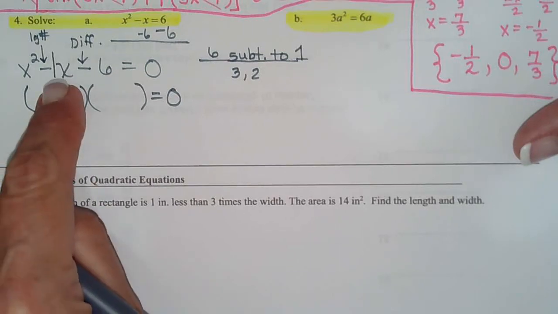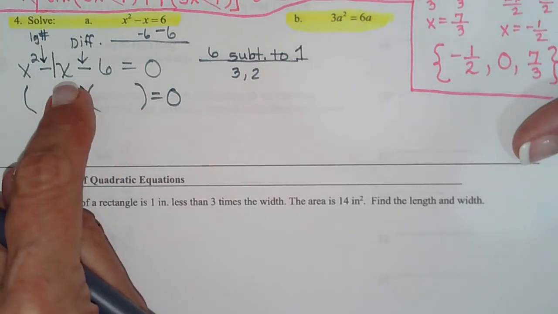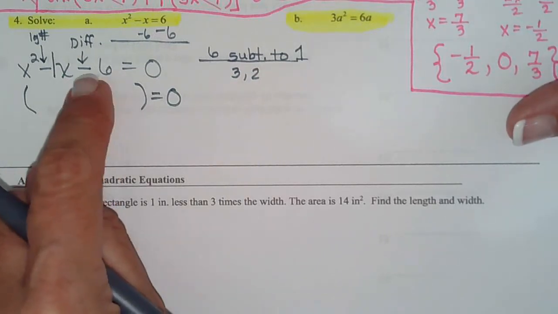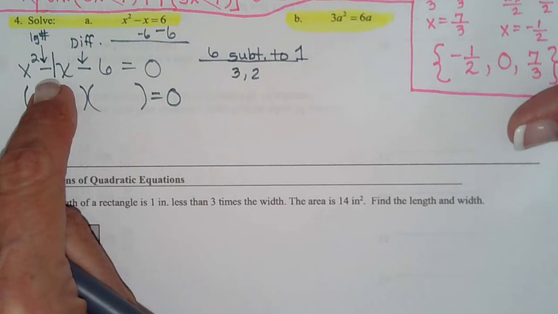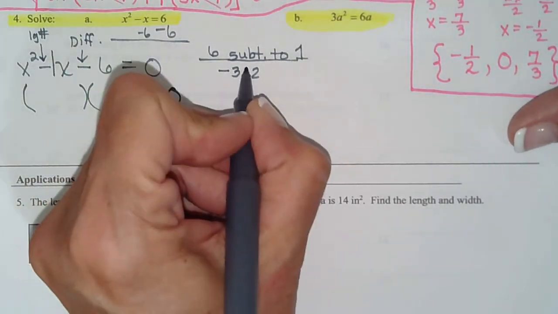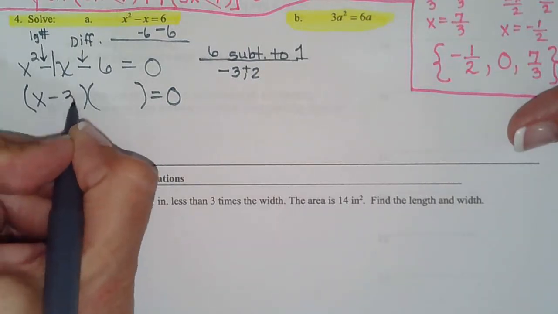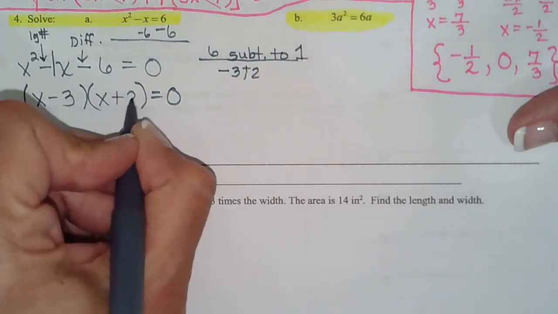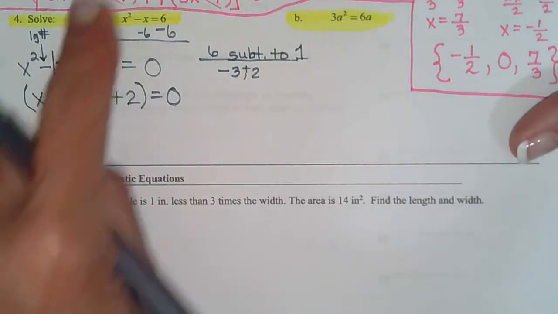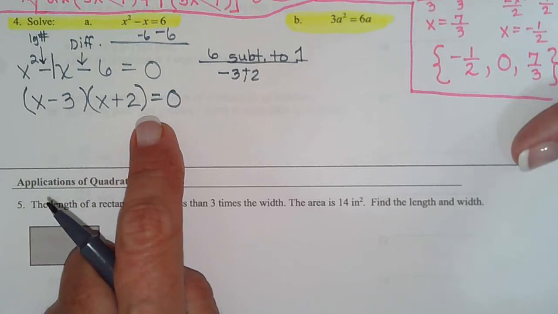Factors of 6, and I put the 1 in front so you don't say factors of 6 that subtract to x. That doesn't even make sense. Numbers can't subtract to x. Factors of 6 that subtract to 1 are 3 and 2. Make the larger one negative. So this is x minus 3, x plus 2. So when the leading coefficient is 1, we don't have to do all that extra stuff. We go right to the answer.